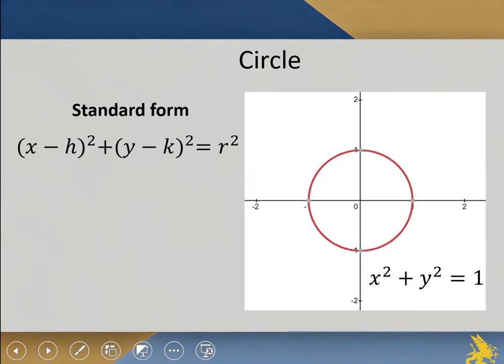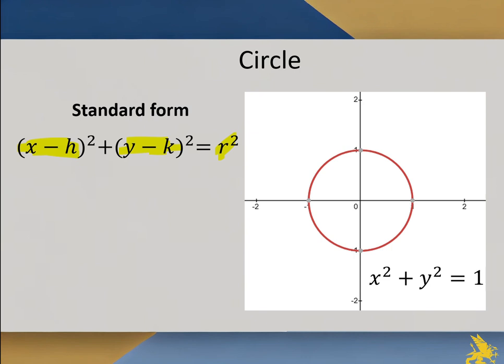Now, there's always going to be this horizontal translation, horizontal shift, so that's why in the brackets there you're going to see an h. There's also going to be vertical shift, which is why we've got a k there. And the c squared is radius squared.